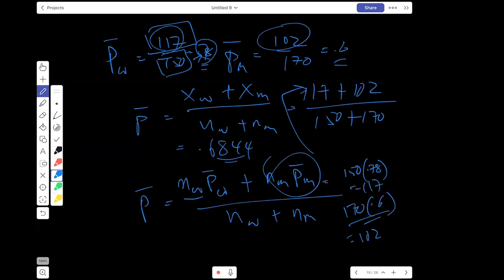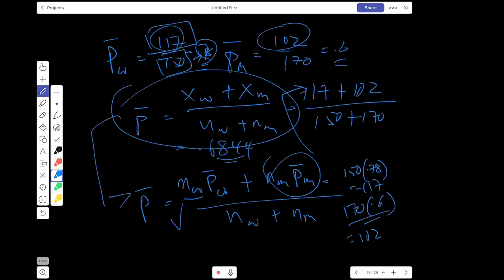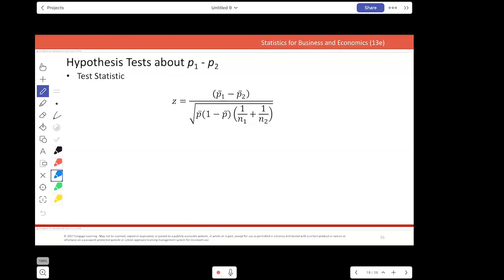So the two formulas are identical. You would use this formula if you did not have the actual number of observations, but you just had a sample size and a sample proportion. You use this formula when you have the sample size and the number of observations. But they give you exactly the same thing. So that's that.